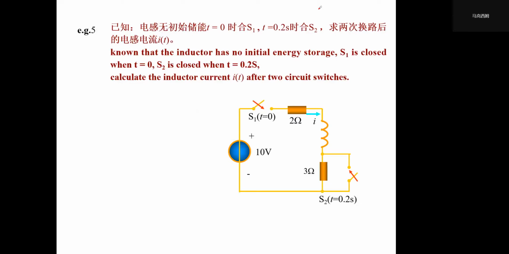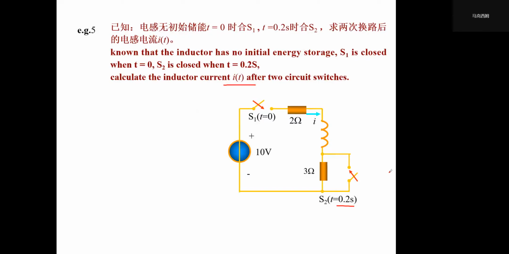In this case, we say that there's no energy stored in the inductor in the first place, and at time 0 we closed up S1, and at time 0.2 seconds we closed up the second switch S2. So we would like to know the current IT that runs through the inductor.